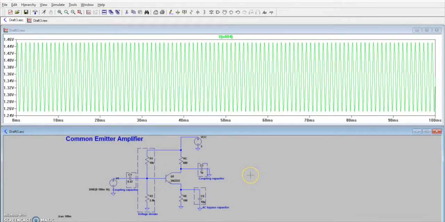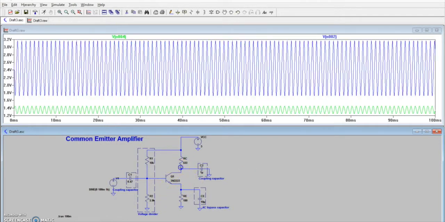So we're going to click on the base and we have a green signal, and then we're going to click on the collector for our output signal. So our blue signal is our output and our green is our input.